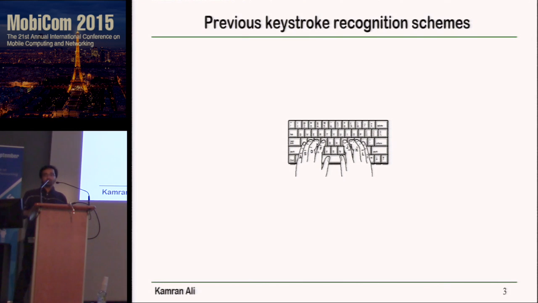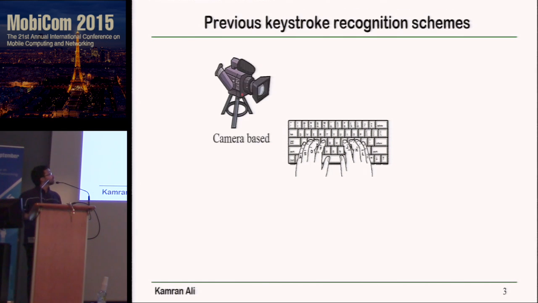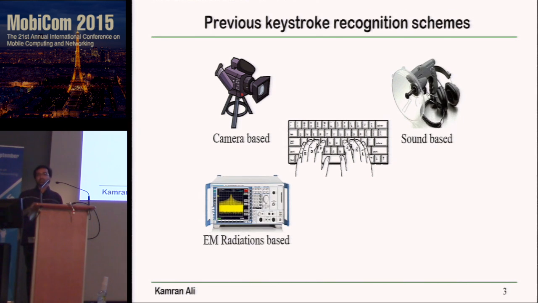Several keystroke recognition schemes have been proposed in the past. For example, video-based schemes where people analyze videos of users typing on a keyboard, or analyzing sounds or electromagnetic radiations which are emitted by the keystrokes while typing, or even recently using software-defined radio-based custom receivers designed to recognize keystrokes.